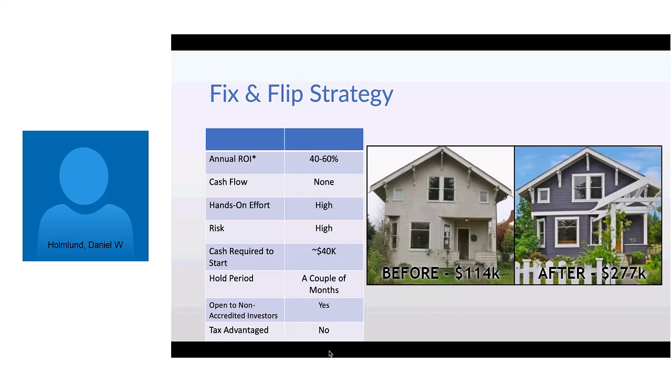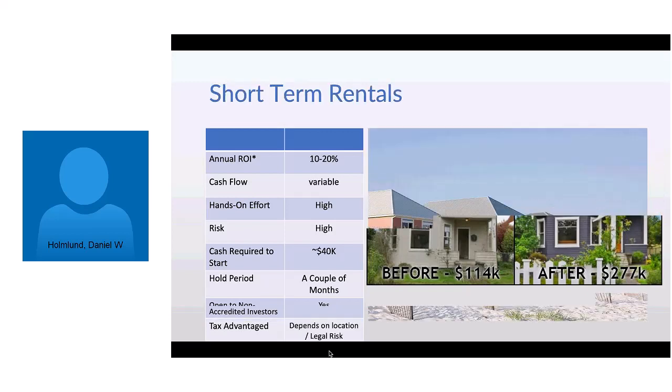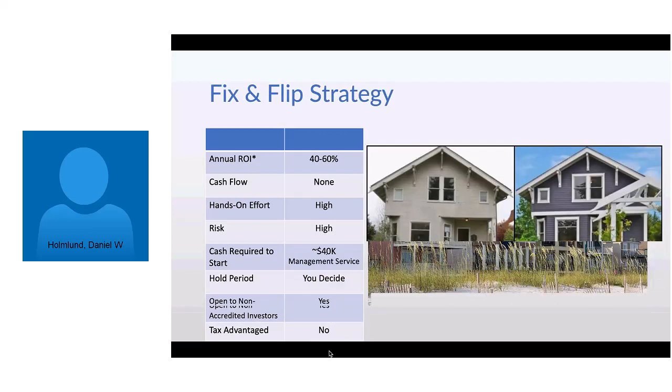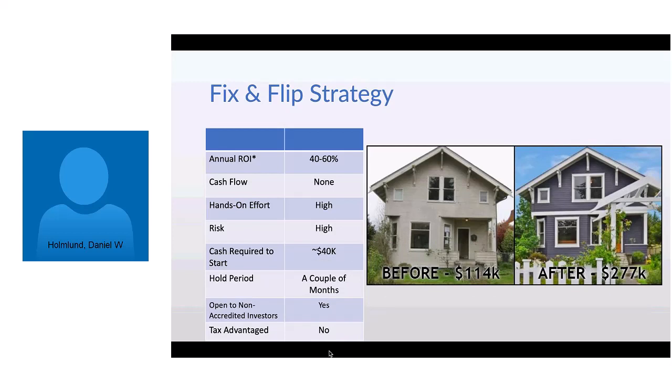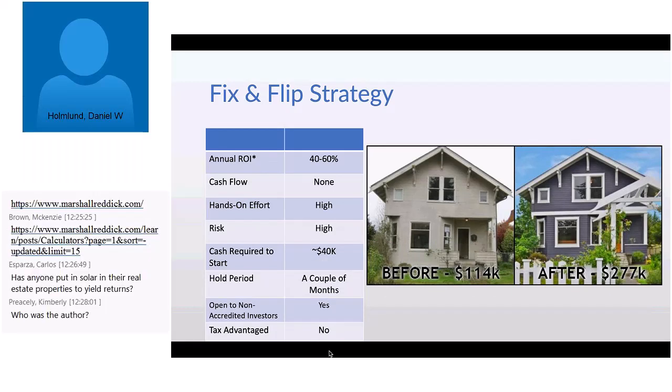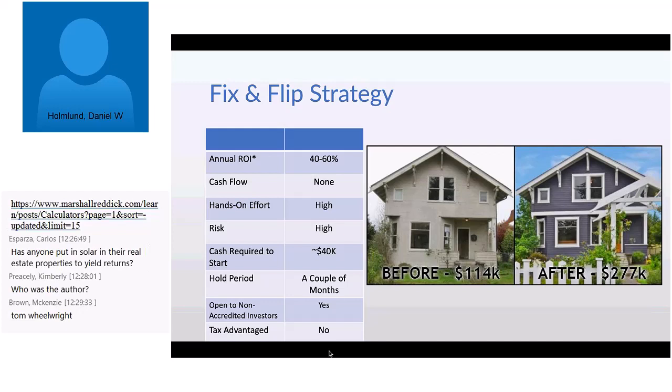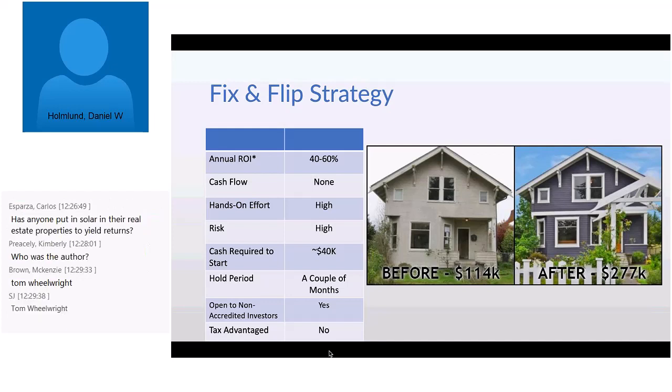The ROI is the key thing that makes this an attractive strategy. There's no cash flow that's associated with it. So in this particular strategy, you would find a house. Let's say that it's worth $114,000. But let's say you find a house, you put 20% down, or maybe the house is in such poor condition that you can't get a loan on it. So in that particular case, you may have to put more down and just buy the house outright.